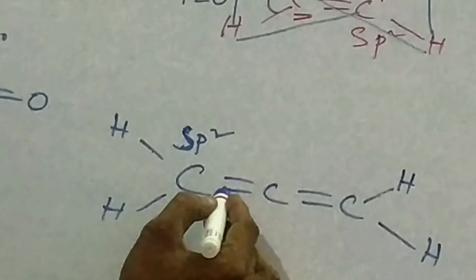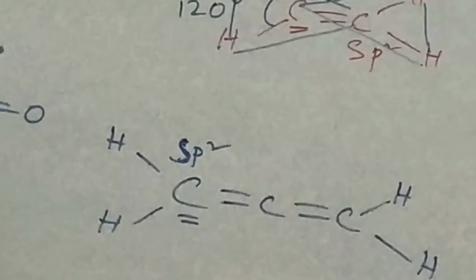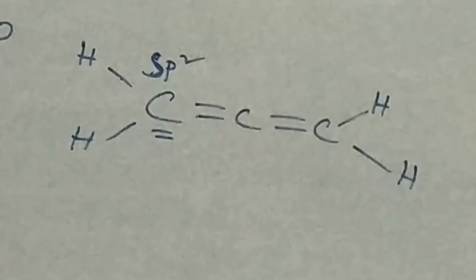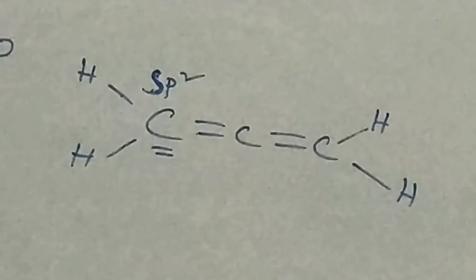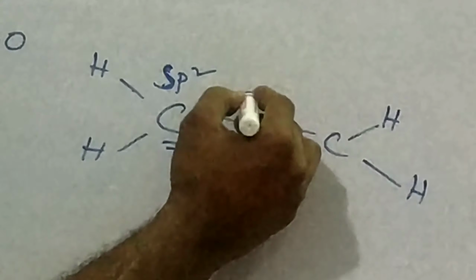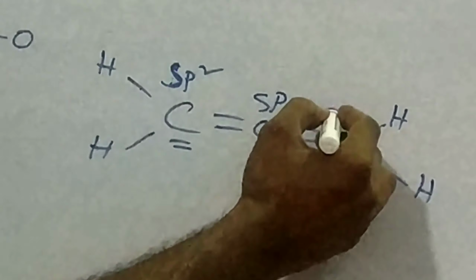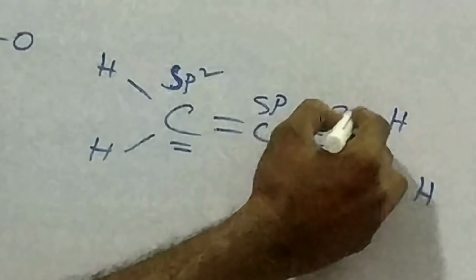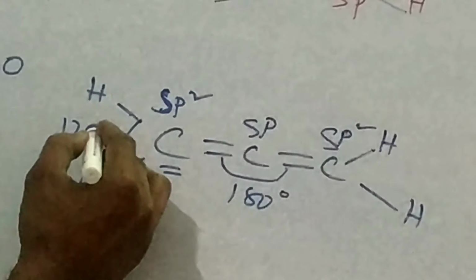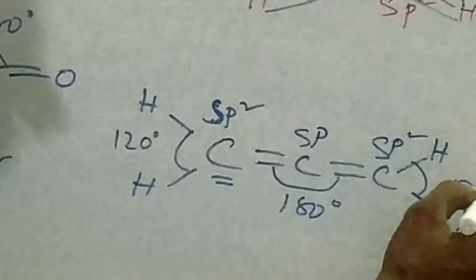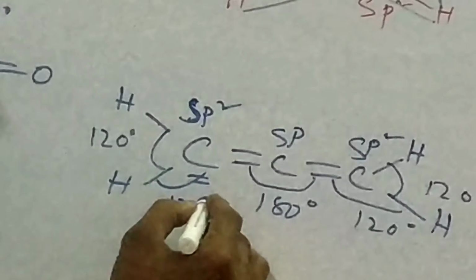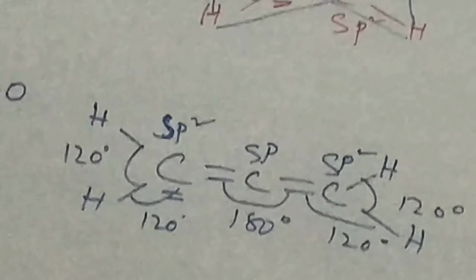This carbon possesses 1, 2 sigma bonds. So it possesses 2 hybrid orbitals. So 2 atomic orbitals are there, out of which 1 is s and the other is p. So this carbon is sp hybridized. On the other hand, this carbon is also, similarly with the first one, sp2 hybridized. So this angle is 180 degree, this angle is 120 degree, and this angle is also 120 degree, this angle is also 120 degree, this angle is also 120 degree.